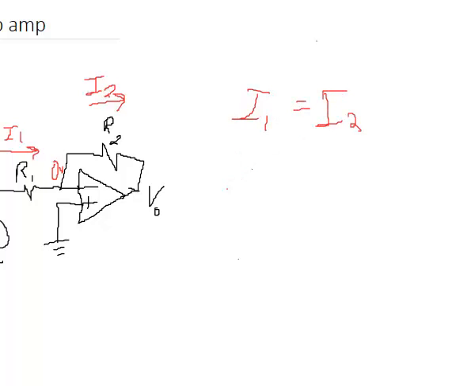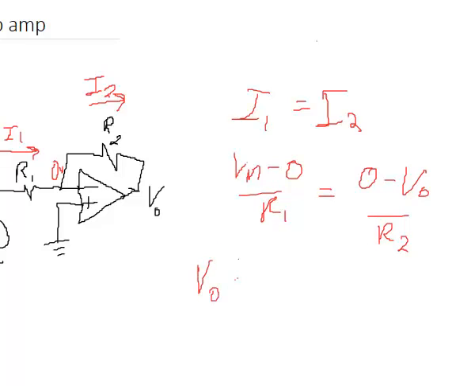And then doing nodal analysis, we can say I1 is equal to (Vin minus 0) over R1, which is equal to I2, which is (0 minus Vout) over R2. And solving for Vout, we can say Vout equals negative R2 over R1 times Vin. And this is the formula for an inverting op-amp circuit.